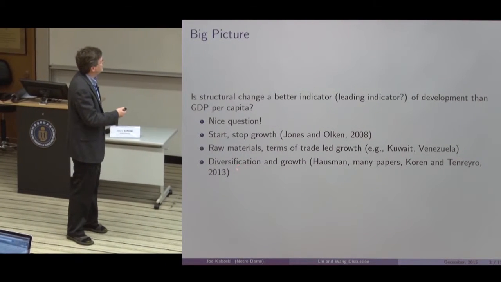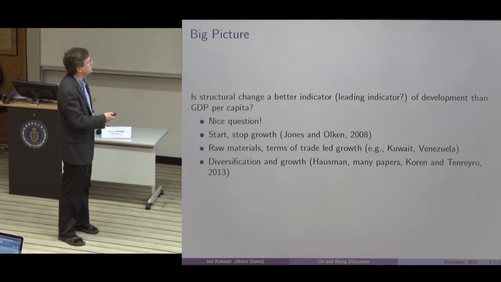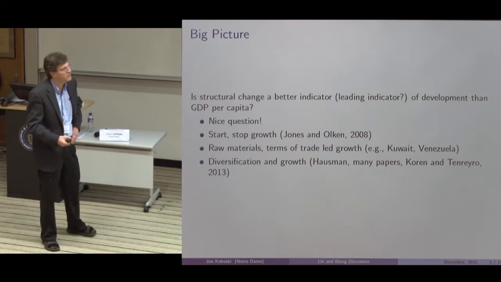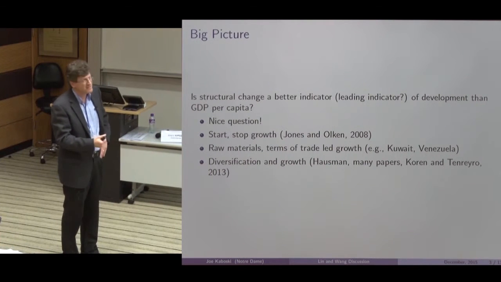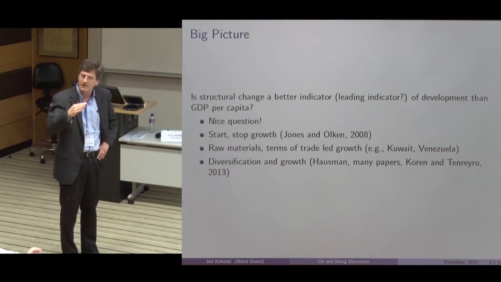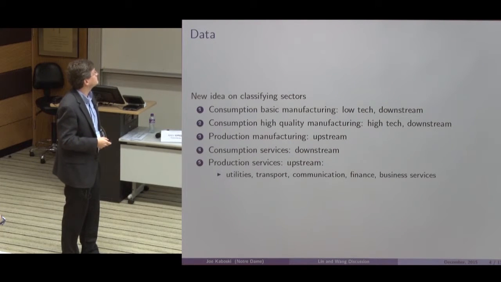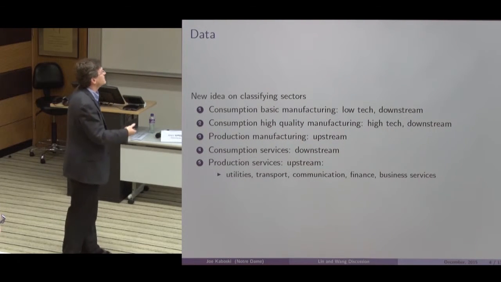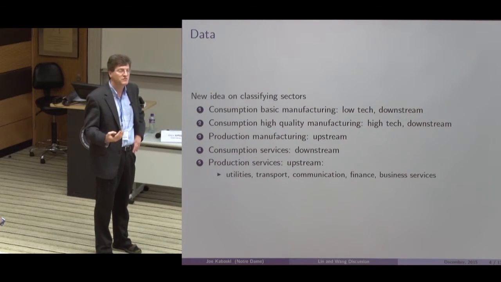This also reminded me of papers about diversification and growth. Ricardo Hausmann has a series of papers, and there's this paper with Klinger linking diversification and growth. So I think that's an interesting question, in particular because the patterns of structural change are so salient with development. Then on the empirical stuff, these were totally new terms to me. These authors have a new idea on classifying sectors, which is potentially interesting.